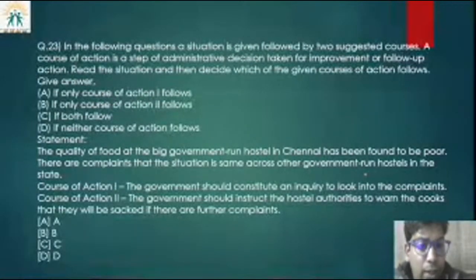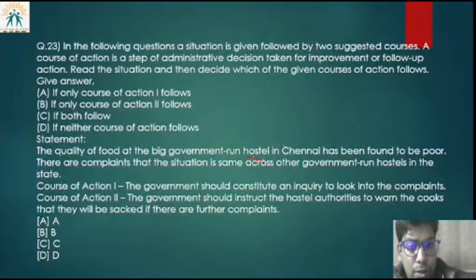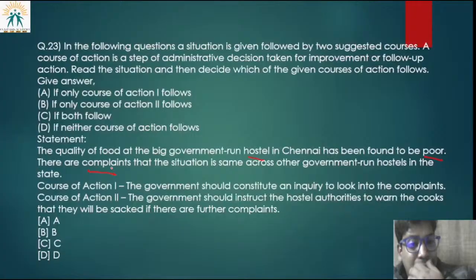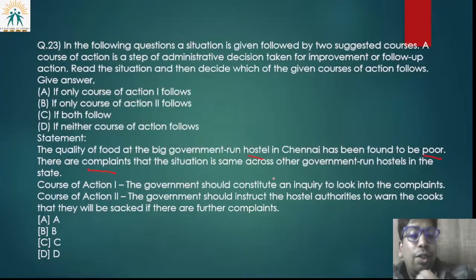Now, the quality of food at the big government run hostel in Chennai has been found to be poor. So there's poor quality food in Chennai hostel. There are complaints that the situation is same across other government hostels in the state. Course of action 1: the government should constitute an inquiry to look into the complaints. Definitely so, but the problem is in the government run hostels. It's like asking the wolf to guard the sheep. So how would the government inquiry help with the government run hostels?